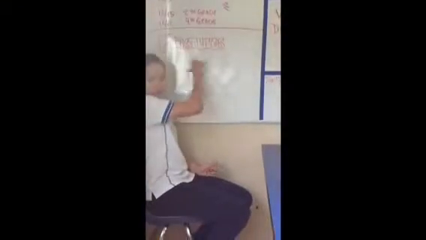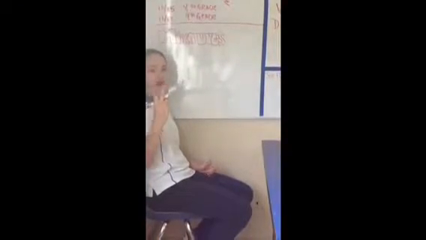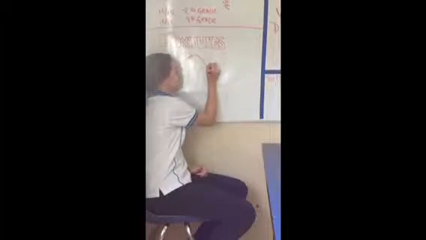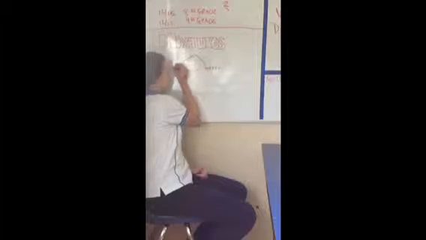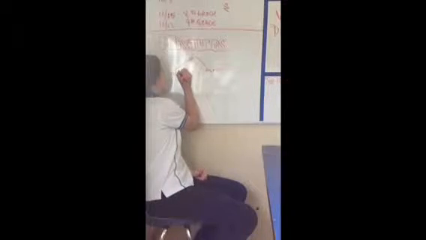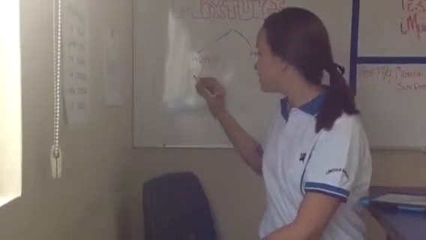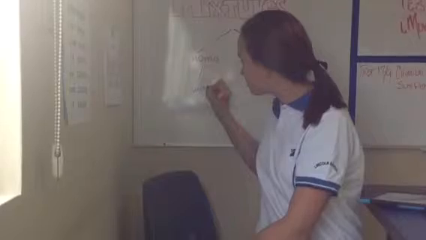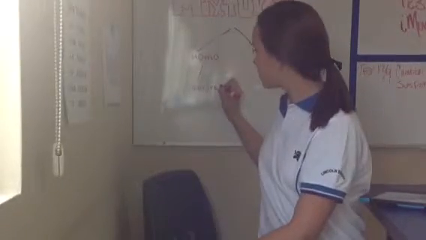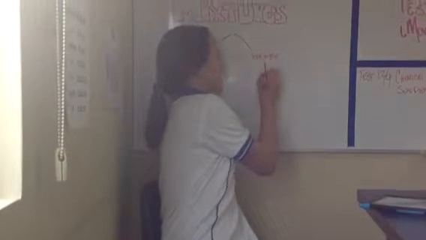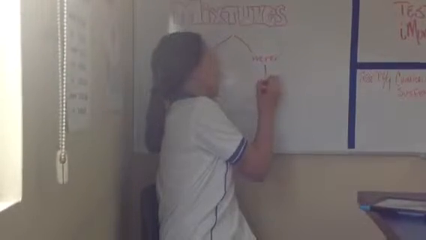As you may know, mixtures can be separated into two different branches: heterogeneous and homogeneous. A homogeneous mixture is a mixture that has a uniform composition. And a heterogeneous mixture is a mixture that has a non-uniform composition.